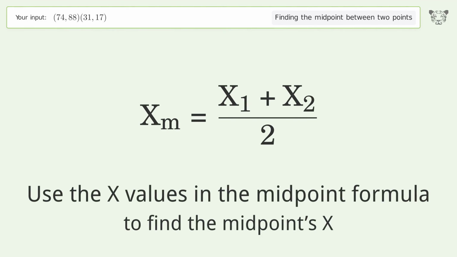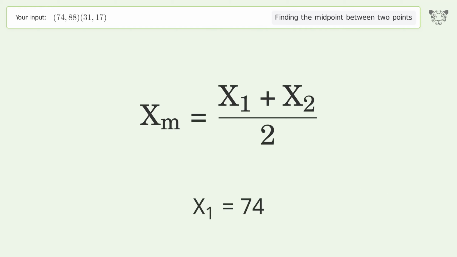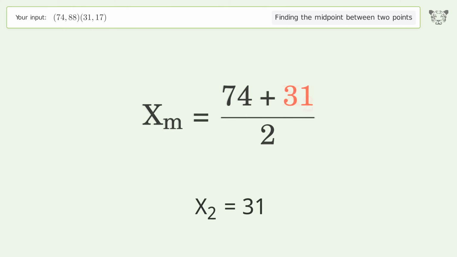Use the x values in the midpoint formula to find the midpoint's x. x1 equals 74. x2 equals 31. Simplify the arithmetic.